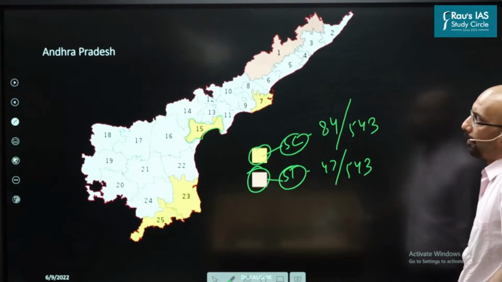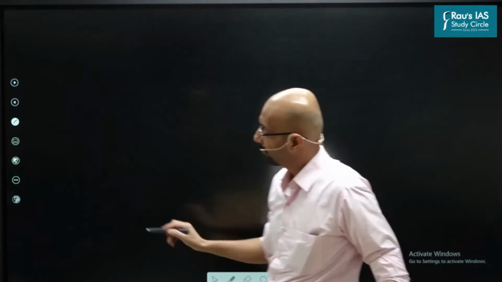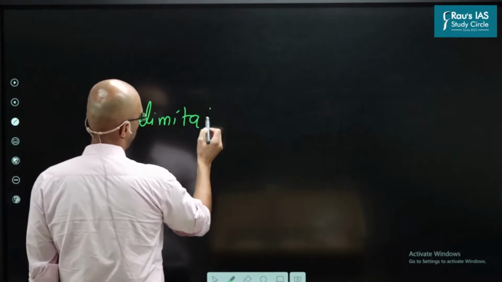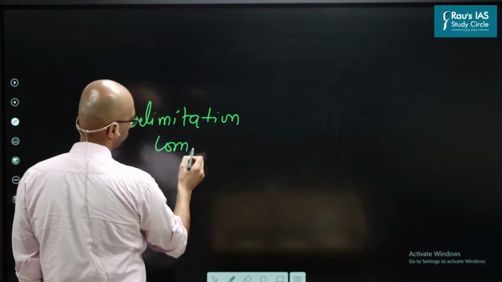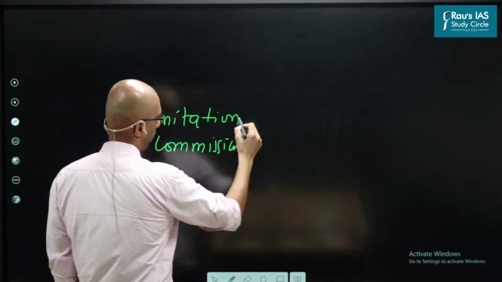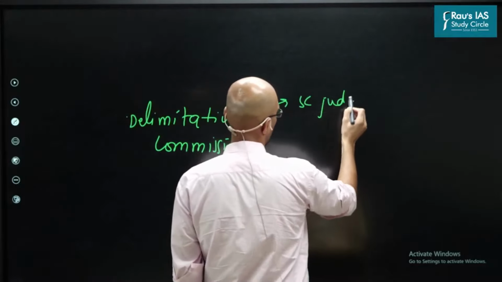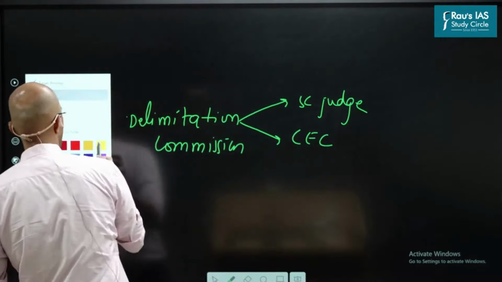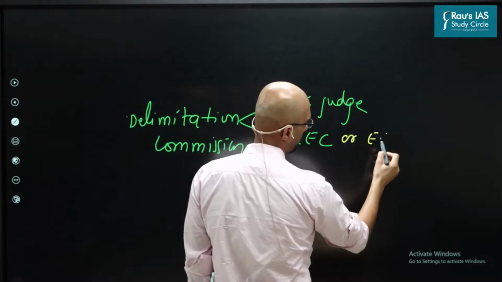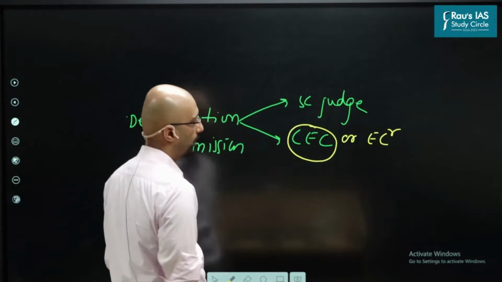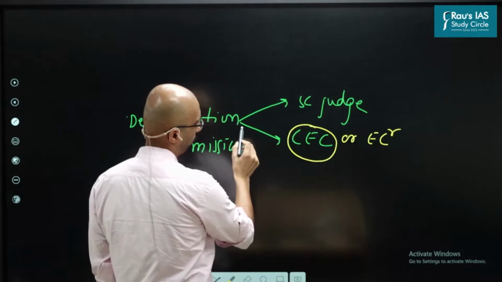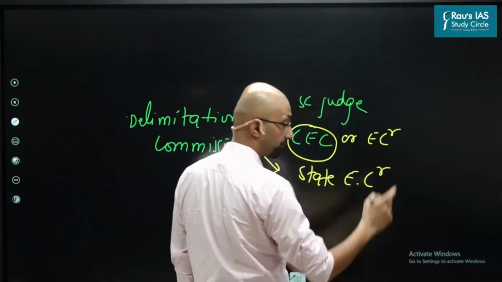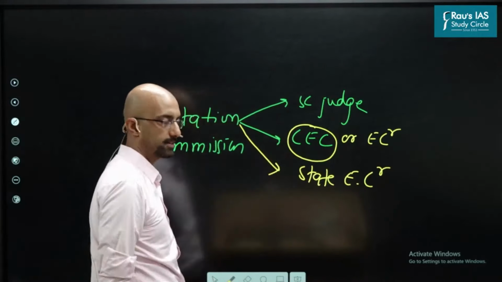Now, I mentioned earlier that the Delimitation Commission is set up by the central government. Right? It has a Supreme Court judge as its chairman. The second member is the Chief Election Commissioner, or an Election Commissioner as the CEC may nominate. Right? And the third is the State Election Commissioner of the state in which the commission is doing its exercise.